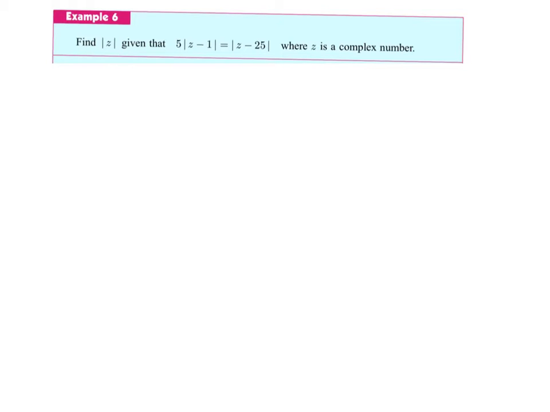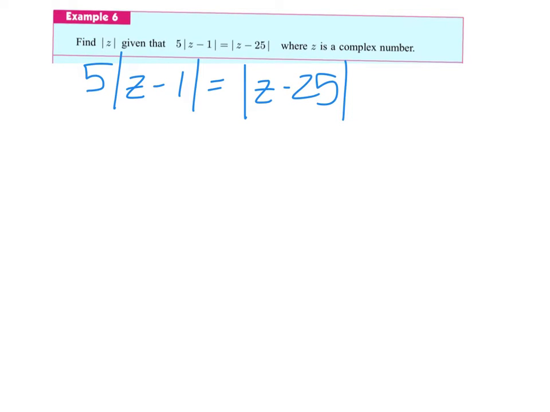They are telling us to find the modulus of z, given that 5 times the modulus of z minus 1 is equal to the modulus of z minus 25, where z is a complex number. So, oh my goodness, what is happening here? As we get started on this, we've got 5 times the modulus of z minus 1 is equal to the modulus of z minus 25. Now what I can do is square both sides. So if I square this side, I can square that side.